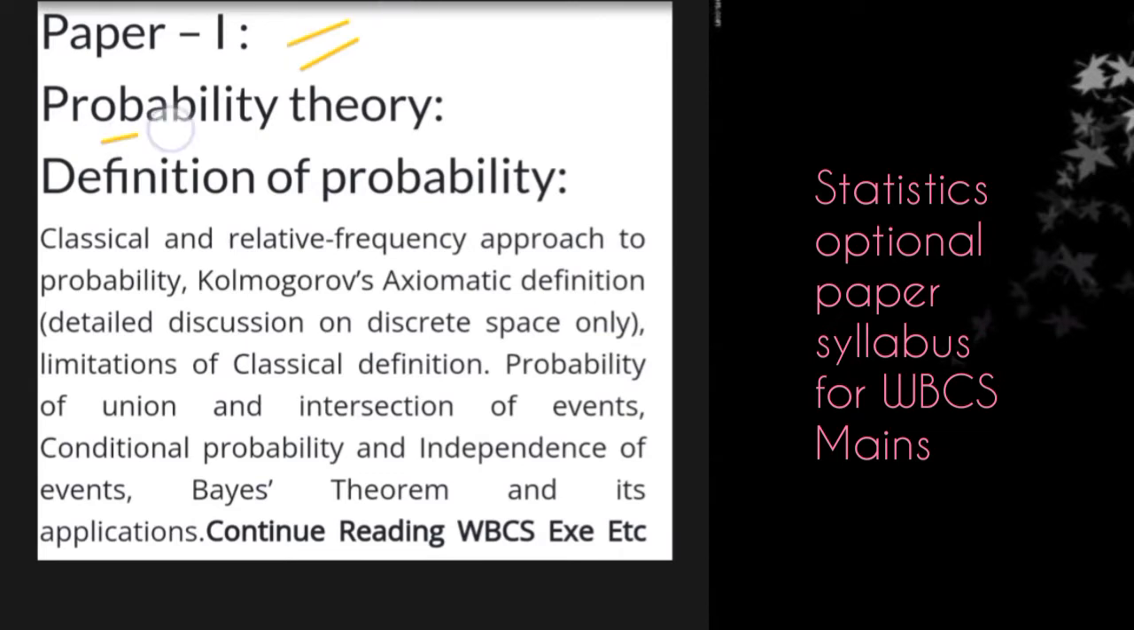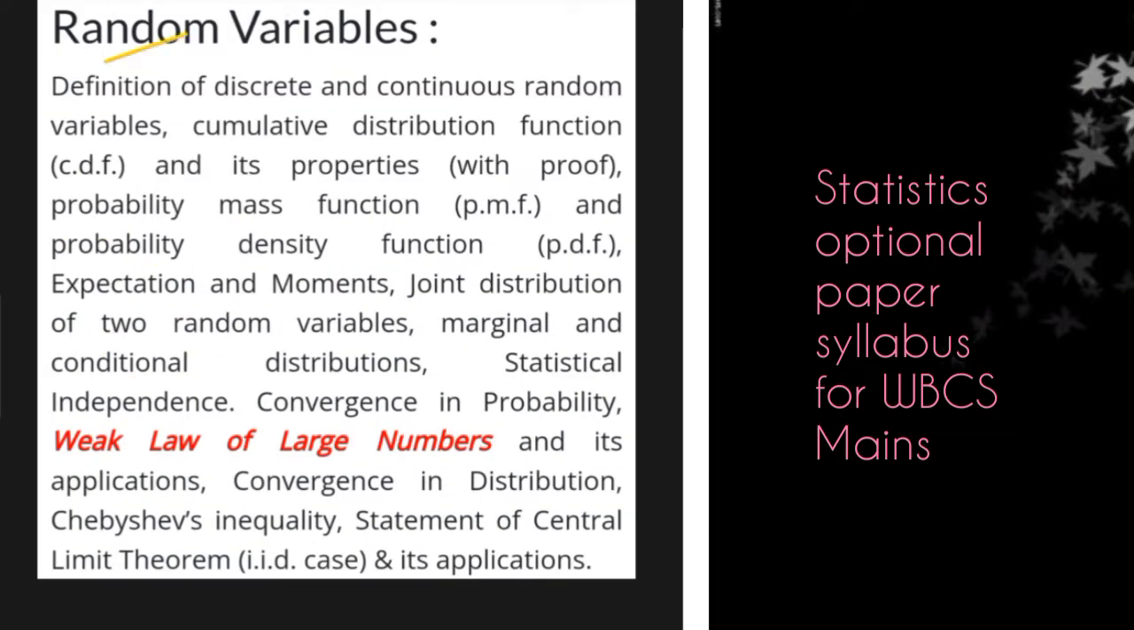In paper 1, you will come across probability theory, then definition of probability, classical and relative frequency approach to probability, Kolmogorov's axiomatic definition, limitations of classical definition, probability of union and intersection of events, conditional probability, independence of events, Bayes theorem and its applications.